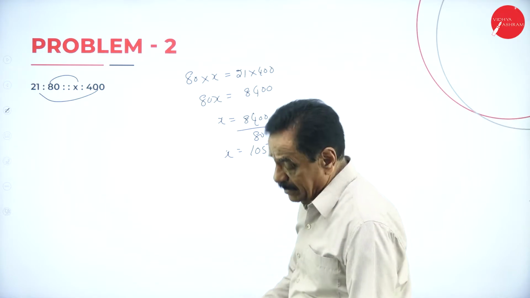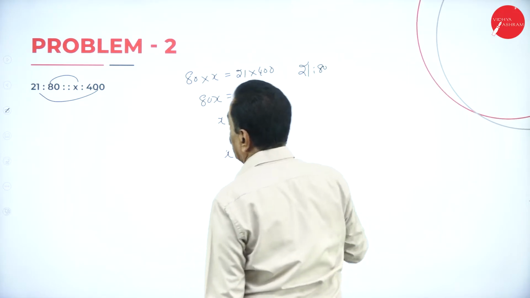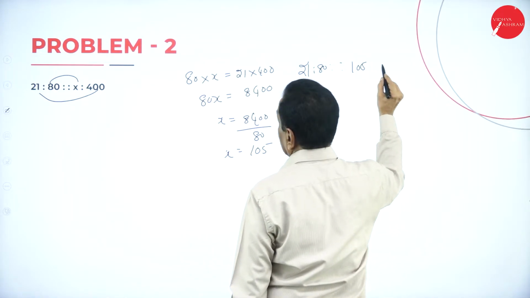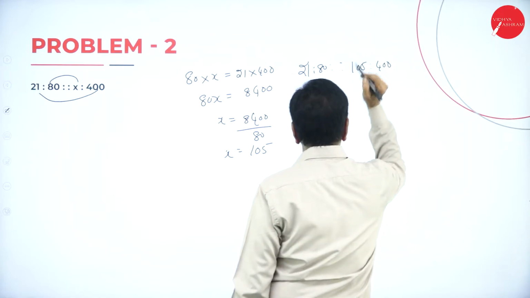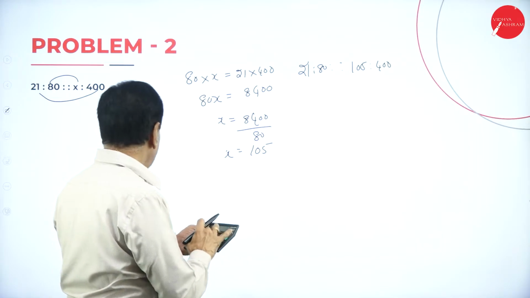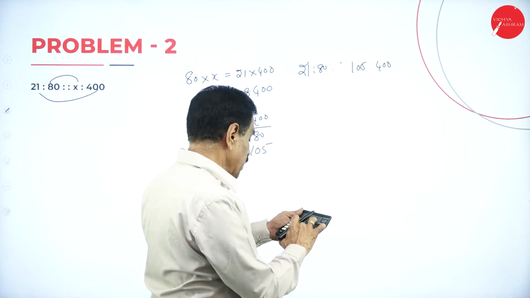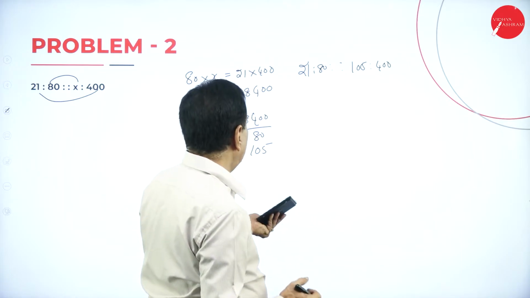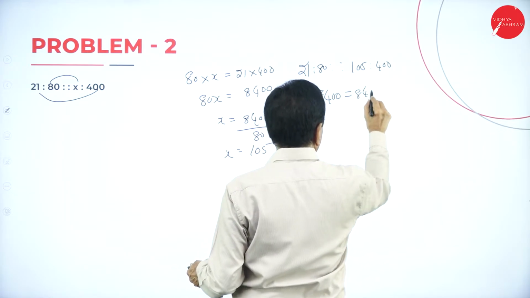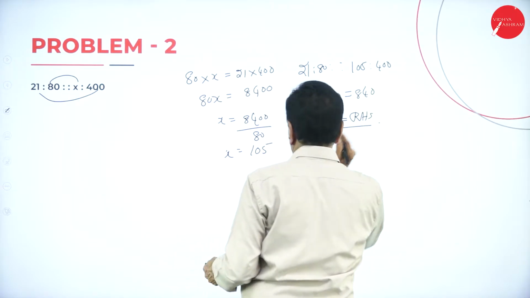So here the numbers are 21 is to 80 as x, which is 105, is to 400. So 400 into 21 is 8400, and 105 into 80 is 8400. LHS is equal to RHS. Verified.